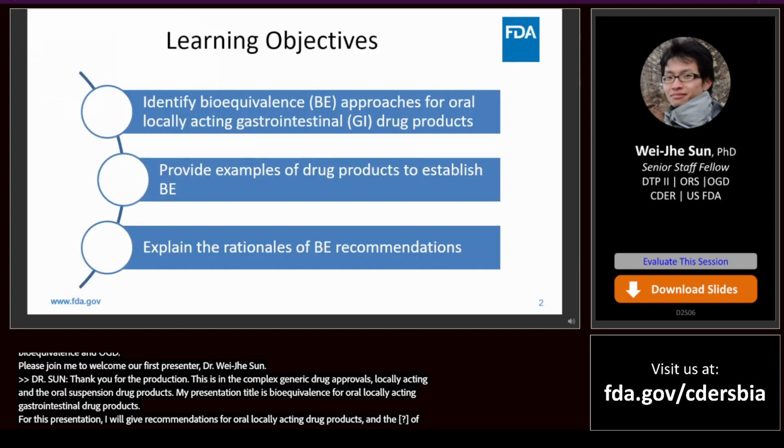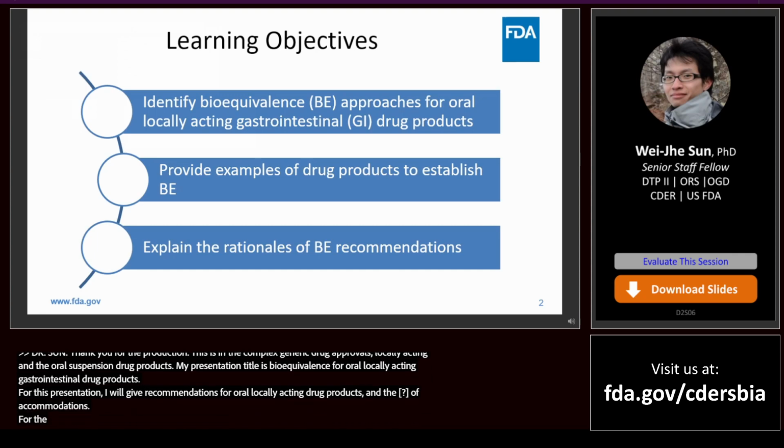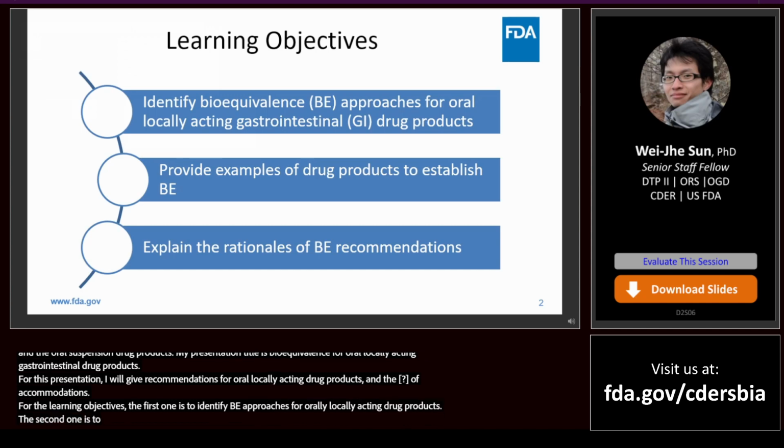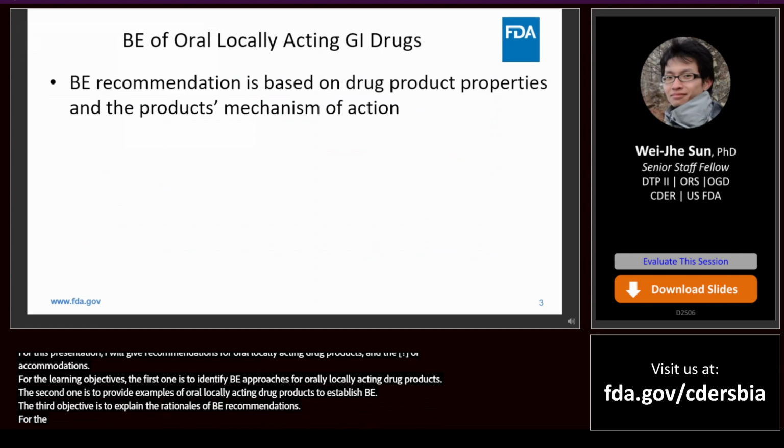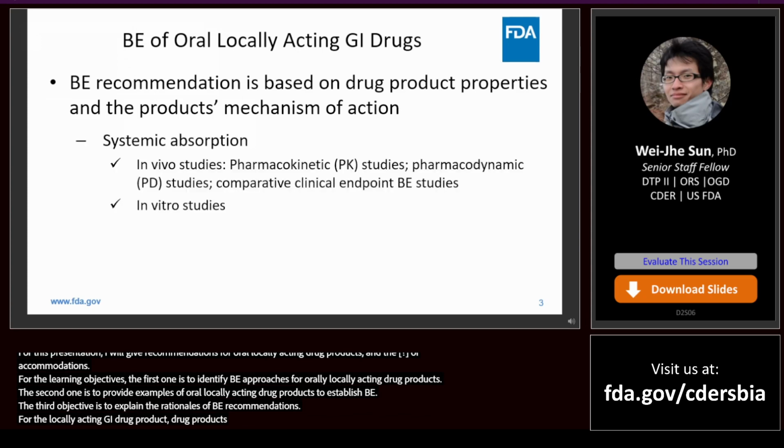For the learning objectives, the first one is to identify BE approaches for oral locally acting GI drug products. The second one is to provide examples of oral locally acting GI drug products to establish BE. The third objective is to explain the rationales of BE recommendations. For the locally acting GI drug product, drug substance may or may not be absorbed into the systemic circulation. So BE recommendations are based on drug product properties and the product's mechanism of action.